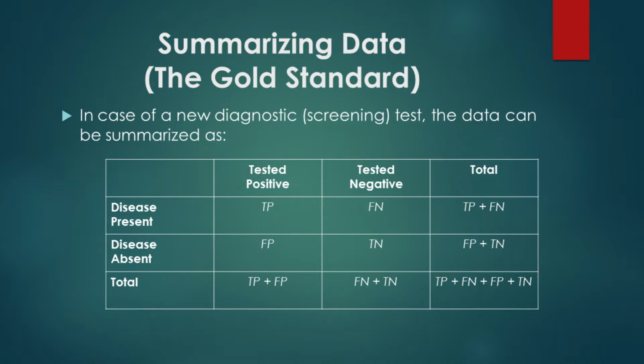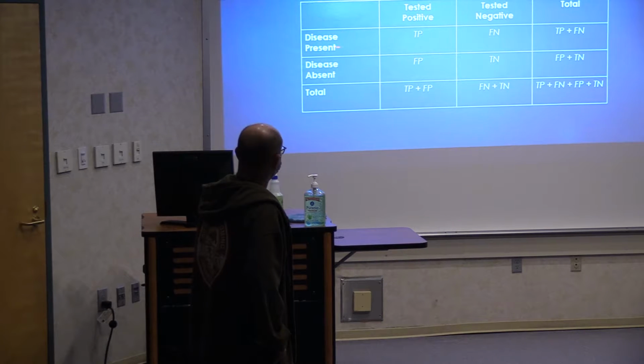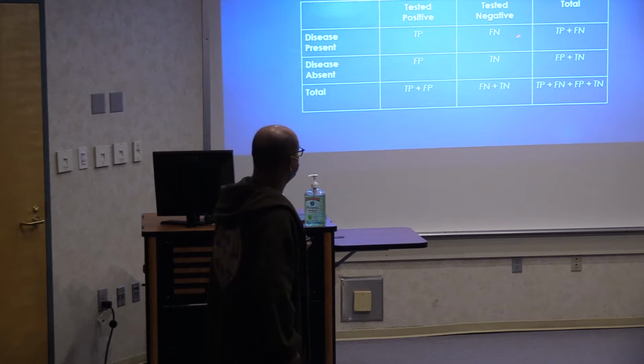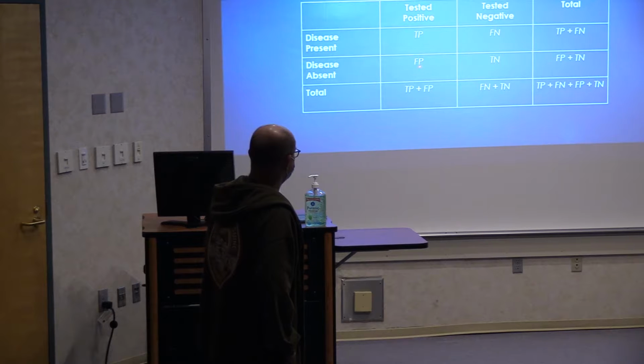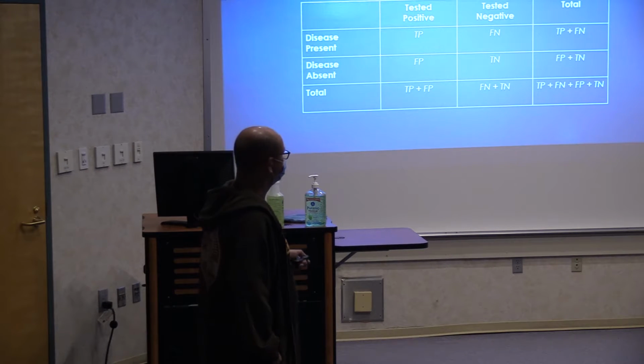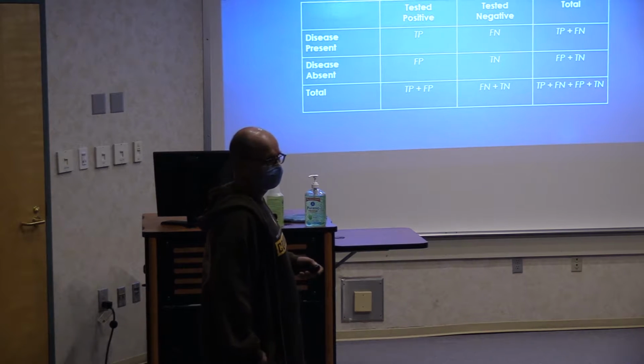For tests, for example, for screening tests or diagnostic tests, this is very important. One column will be tested positive, one tested negative. The disease is present, that's your true positive. Your false negative: you tested negative, but you do have the disease. We call that false negative. Same thing in the second row. You have disease is absent, but you tested positive, that's a false positive. And tested negative, that's true negative. That's what you have there.